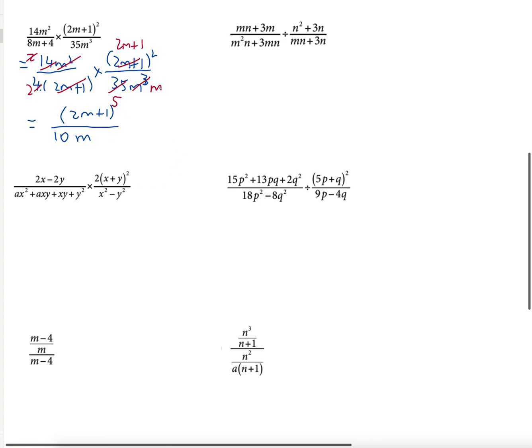We have to do this very carefully. Okay, so now, you can factorize first. m is common, n plus 3. And in the denominator, we have m is common again. mn is common. Right, so we have m plus 3.